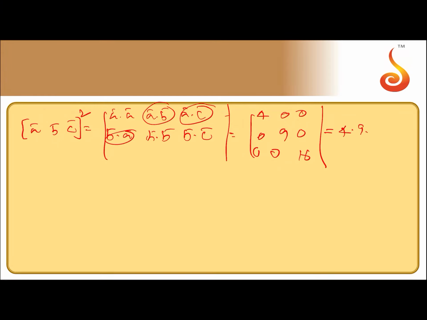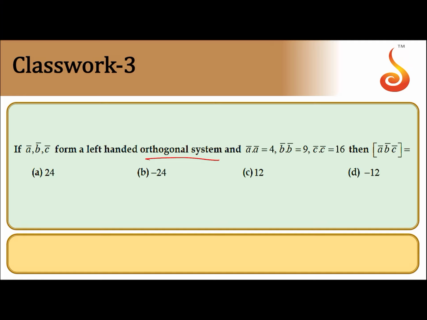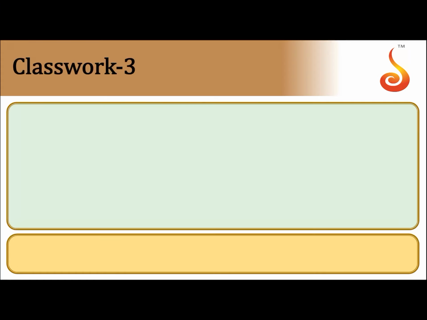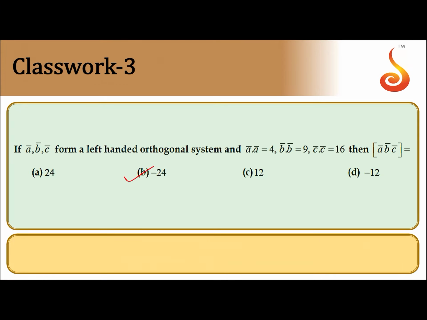This is the product of these diagonal elements. And the magnitude of ABC is nothing but 2 into 3 multiplied by 4, I think it is 24. But it is the modulus. Of course, when you take the square root, you'll be getting plus or minus 24. But as it is a left-handed system, the box product of ABC has to be minus 24, which is the right answer. Because of the left-handed system, minus 24. Correct.